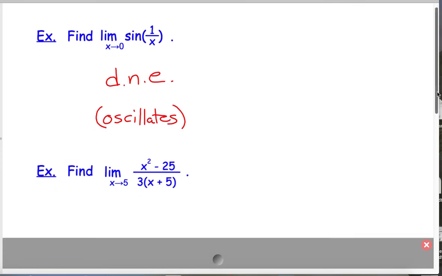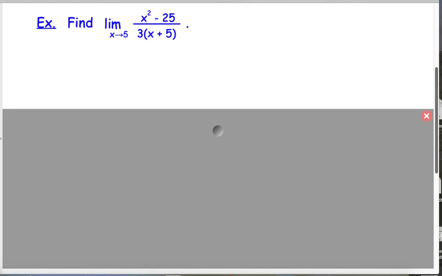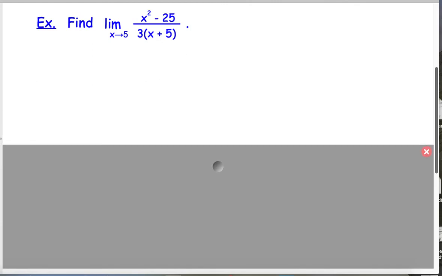All right, let's try another one. Now that you kind of know the tricks of all the types of things that are going to happen, find this limit. And it's probably a good idea if you want to hit pause, come up with your answer, and then check it. This one I like doing because now students tend to look at the top and say, oh, I could factor that. X plus 5, x minus 5, and then I could cancel the x plus 5s. And then, oh, now I can just plug in 5, and I get 5 minus 5 is 0 over 3. So 0, is that the answer?